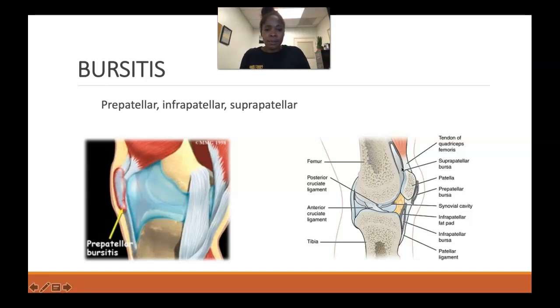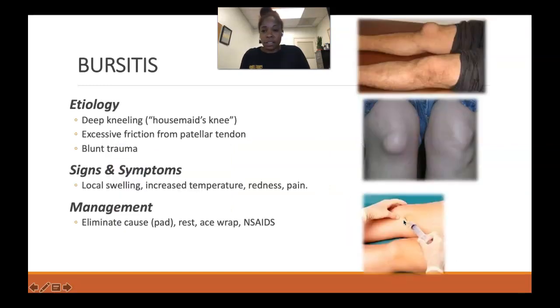And then last but not least, we have the suprapatellar bursa. I have yet to see this in clinical practice, but certainly could happen as a way of irritation of that quadriceps tendon here proximally. Most often, though, you guys, I see prepatellar bursa and infrapatellar bursa. What's that mean? It's inflamed, right? So let's talk about the etiology.